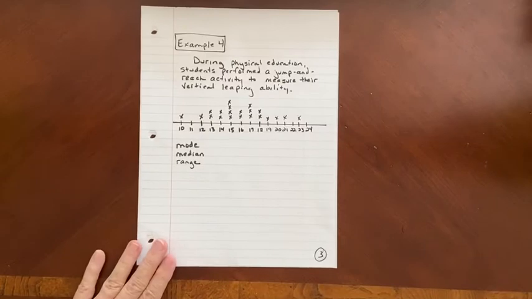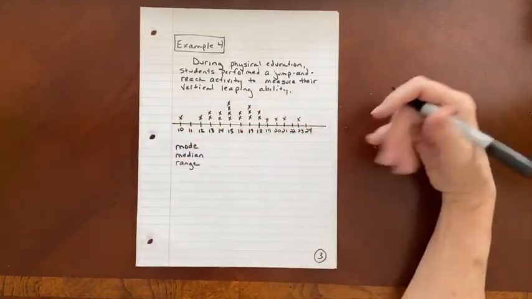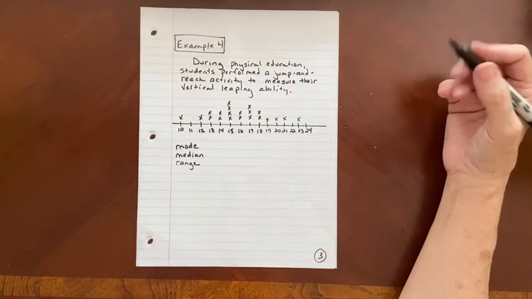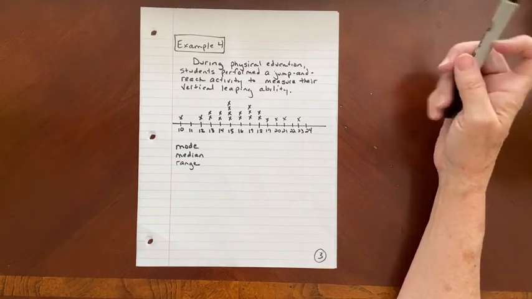Okay, example 4. This one's a little bit different. You got to read a chart that we may or may not have done before. So it says, during physical education, students performed a jump and reach activity to measure their vertical leaping ability. So they're jumping up high to see how high they can jump. Class results are indicated on the line plot below. So this kind of graph is called a line plot. Each X indicates the vertical leap in inches of one student.